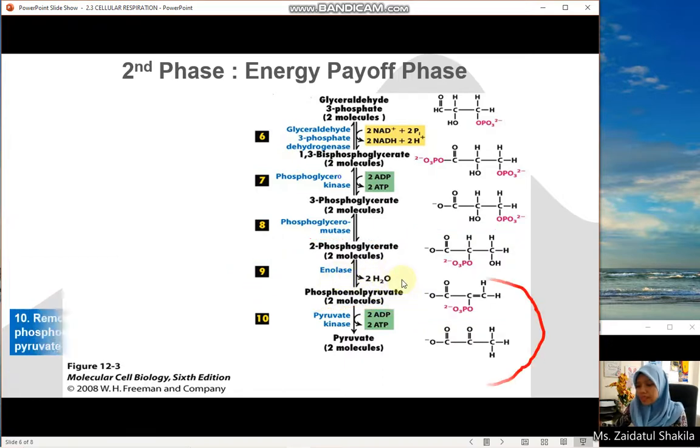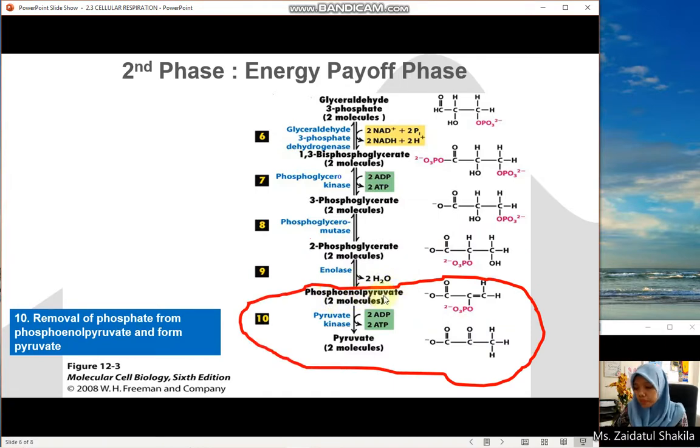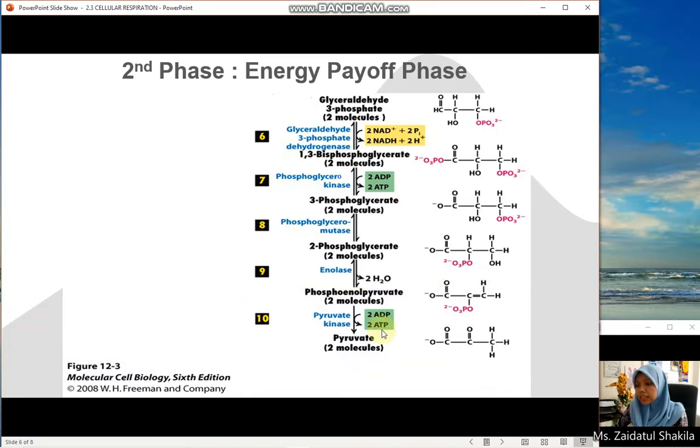And then the final step: phosphoenolpyruvate is converted into pyruvate by pyruvate kinase. So there is a transfer of a phosphate group from phosphoenolpyruvate to ADP, and ADP becomes ATP. Note that in the energy payoff phase, there is production of ATP. How many ATP? 4 ATP, and another 2 NADH are produced.